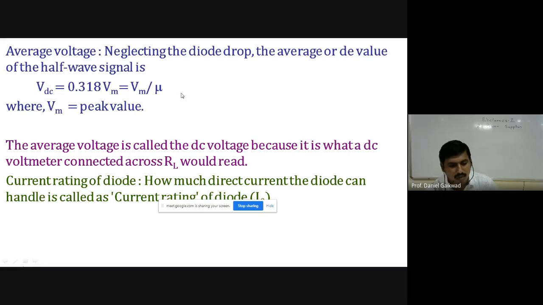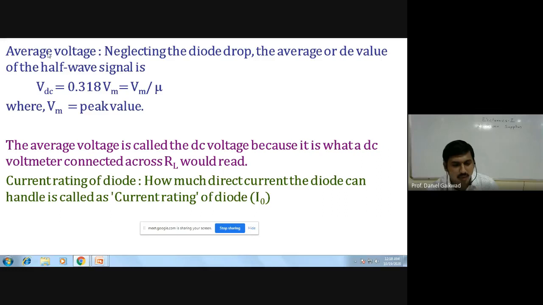Now we have one more quantity. Check carefully: average voltage. How do we define it, neglecting the diode drop? Suppose we neglect the diode drop. Diode drop means 0.3 for germanium and 0.7 for silicon. That we have to neglect here.